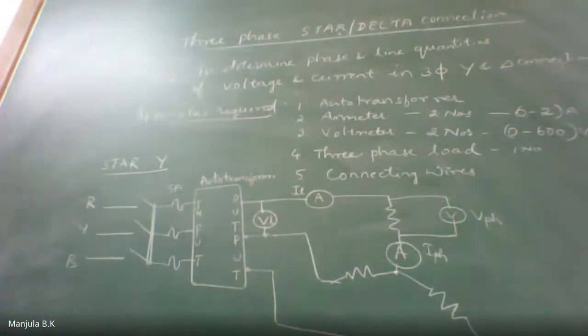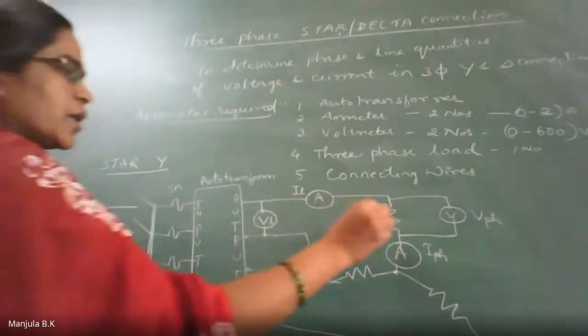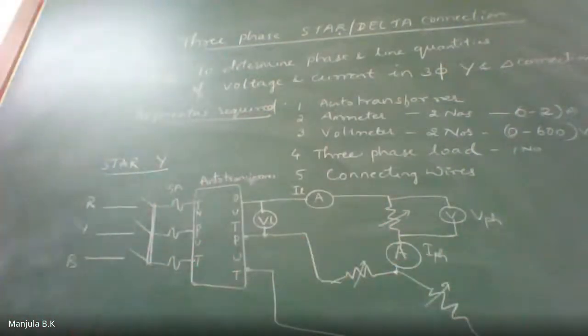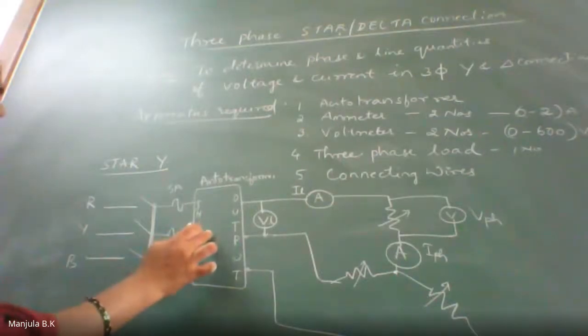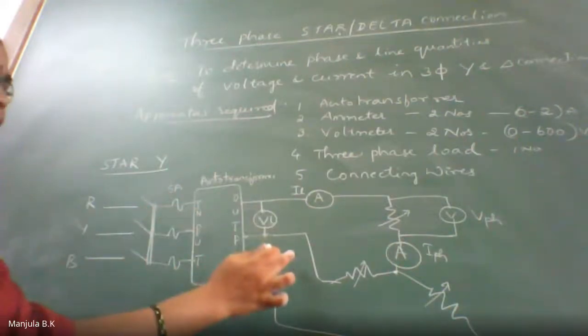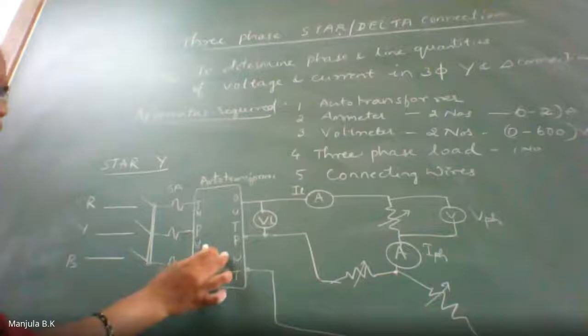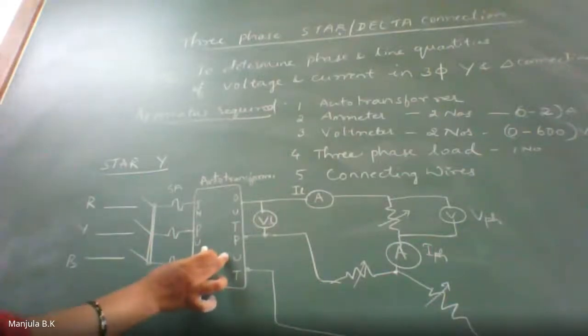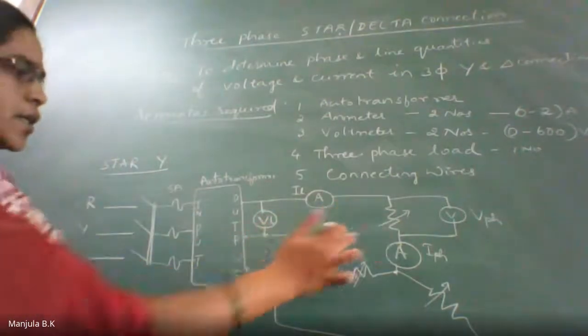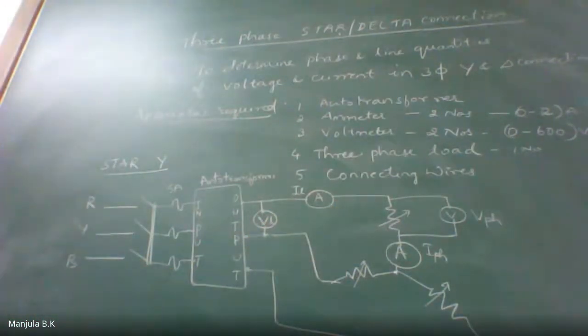So this is a variable load. So the three-phase auto transformer is connected in between the supply and the load. This three-phase auto transformer is used to vary the input voltage given to the load. It is a resistive load.